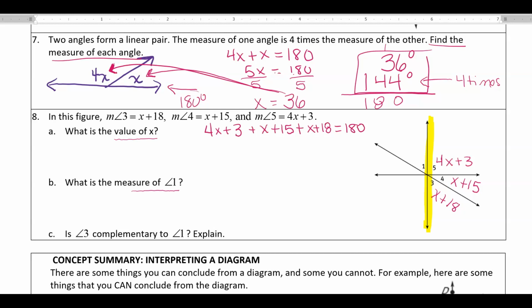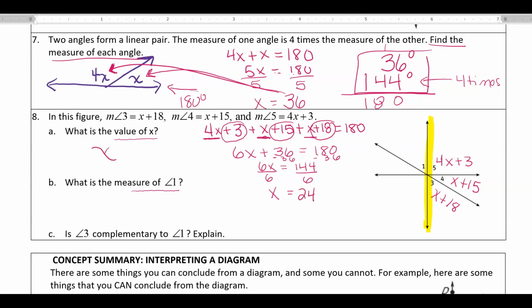We are now going to combine like terms, so I'm going to put all of the x's together for a 6x. Now I'm going to put all of the numbers together for a 36 equals 180. 6x, now we are going to subtract 36. 6x is going to be 144 when we subtract. Then we're going to divide by 6, and x is going to equal 24. So the first answer is x is 24.